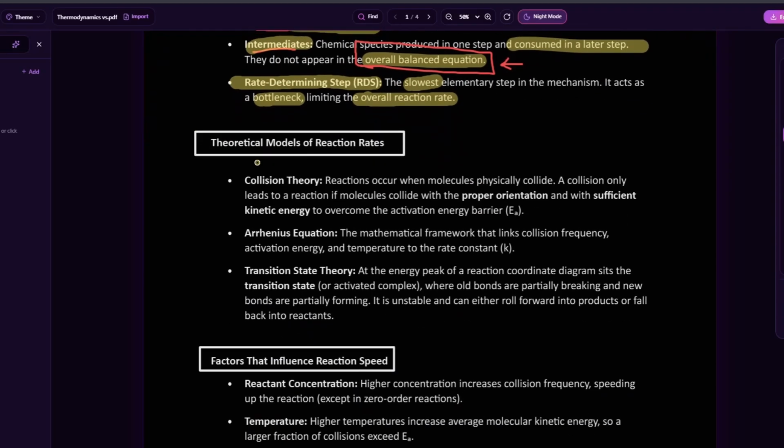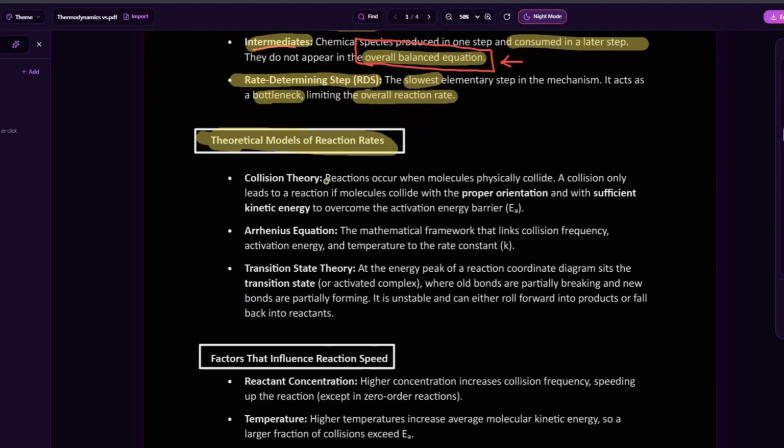All right. The next thing is the theoretical models of reaction rates. These are just theories of how molecules are physically reacting with each other to become something else. What are they doing physically when they're reacting? Collision theory is a theory where reactions occur when the molecules physically collide.